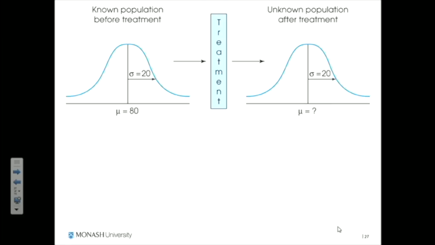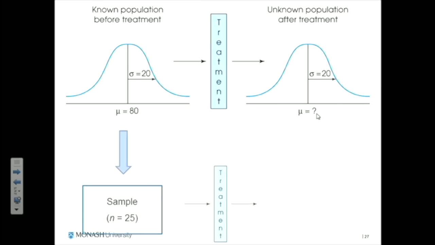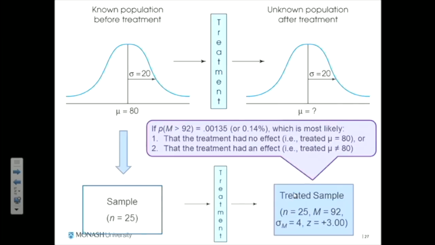So go back to our cartoon again. We have our known population before our treatment. We have a mean of 80 and a standard deviation of 20. We then take our sample, give them the treatment, and we want to know what is the mean of that population afterwards. Is it going to be a new population because the treatment worked, or is it just the same population? So we take our sample of 25, we go and do it, and this is what we get.